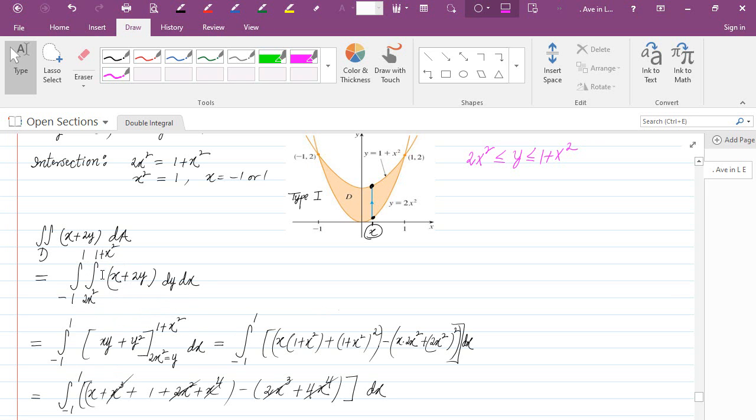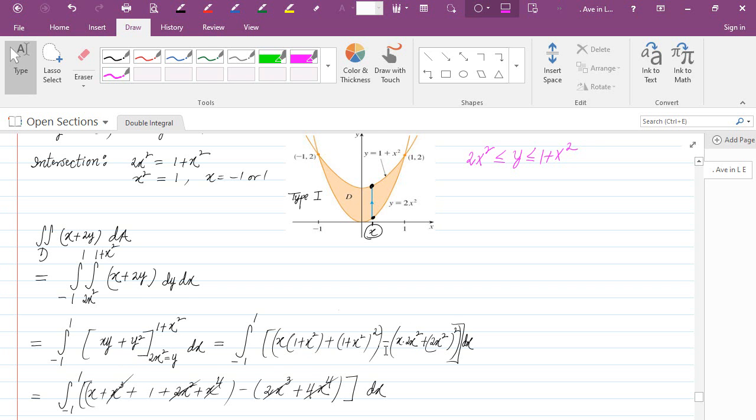The antiderivative of x with respect to y would be x times y, and the antiderivative of 2y with respect to y would be 2y squared over 2, which is y squared. We evaluate this antiderivative at the two limits and subtract, so we substitute these two limits for y. We get x times (1 plus x squared) plus (1 plus x squared) whole squared, and then minus x times 2x squared plus (2x squared) squared. So this is what we get.